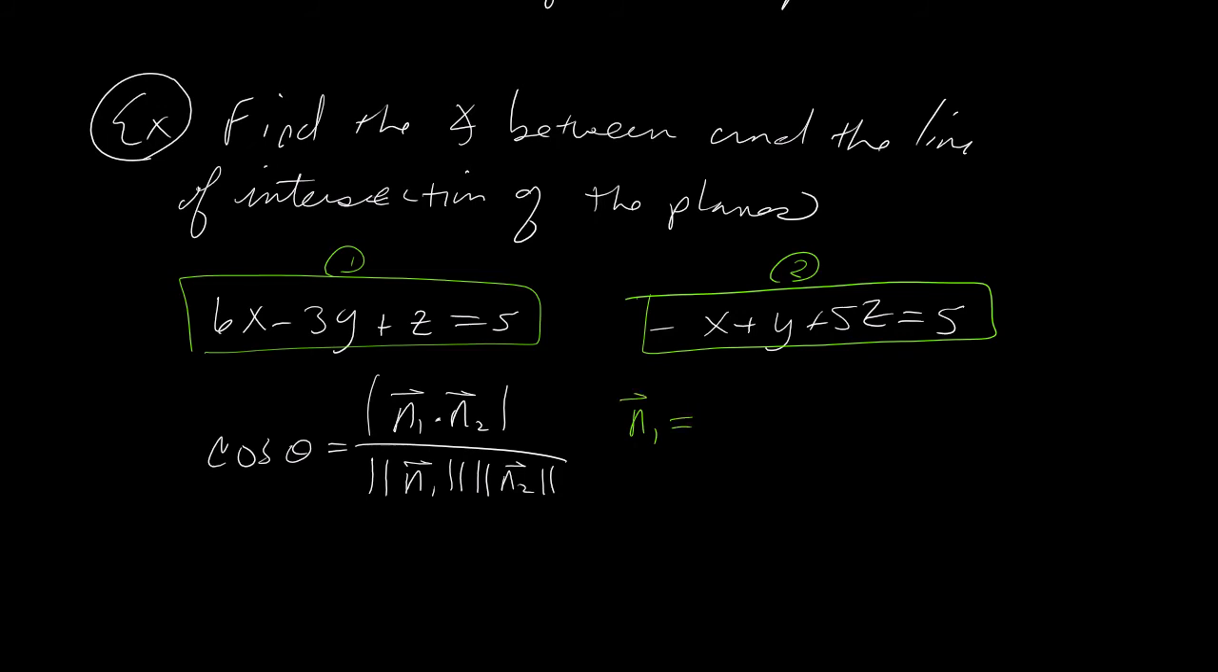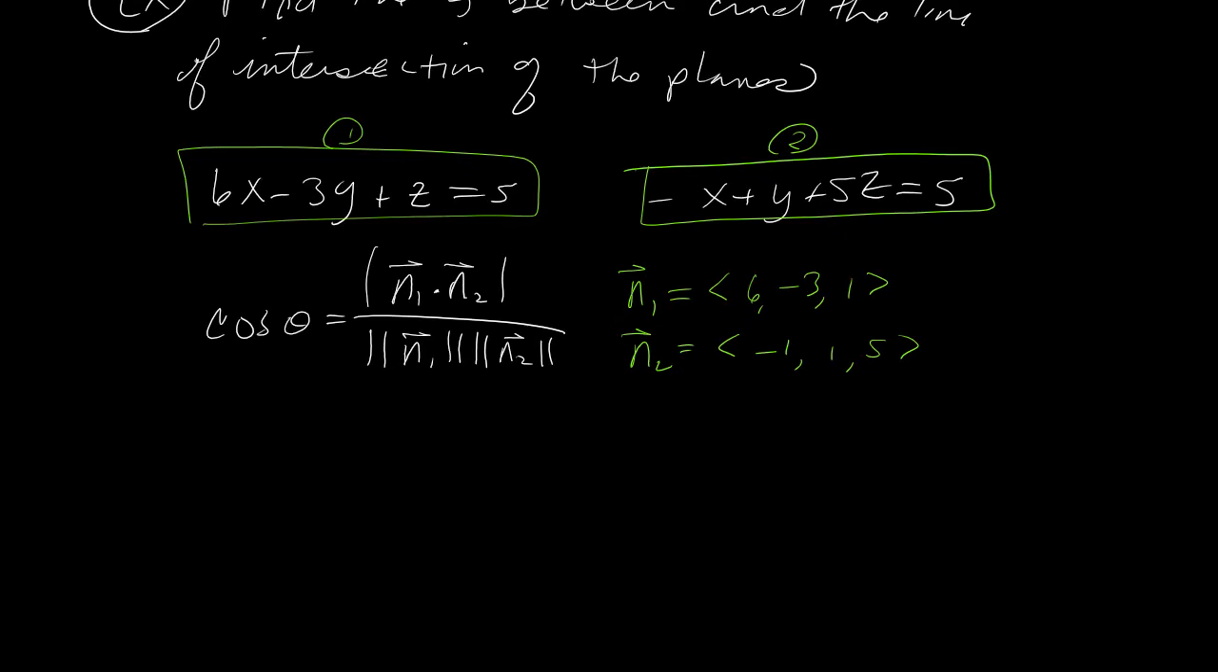Well, these are written in general form. And so the components of the normal vectors are just the coefficients of x, y, and z. So we have n1 is equal to 6, negative 3, 1. n2 is equal to negative 1, 1, and 5. All right, so there's our normal vectors. So we dot those, n1 dotted with n2. That's going to be equal to 6 times negative 1 plus negative 3 times 1 plus 1 times 5. So that's negative 6 minus 3 plus 5, which would be negative 4.